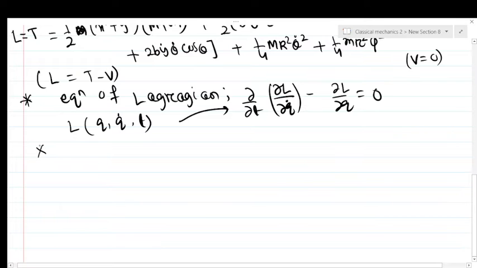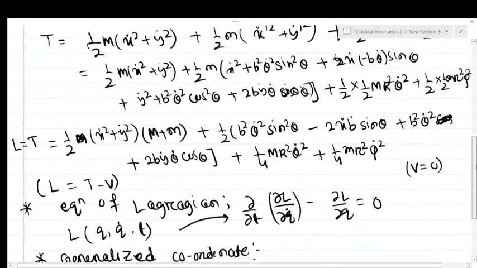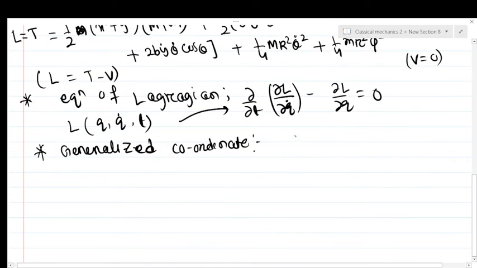And what is a generalized coordinate? A generalized coordinate is the coordinate for which we are expressing the equation of motion. As you can see here, the generalized coordinates are theta, phi, x and y. That is the minimum independent set of coordinates required to describe the equation of motion.